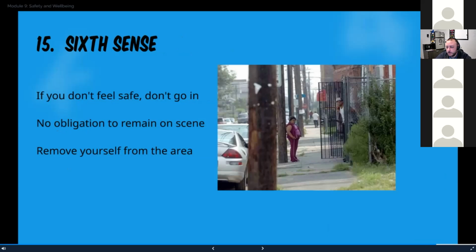The number 15, your sixth sense. If something doesn't feel right, it's probably not right. Don't go in, remove yourself from the area, cancel or reschedule your appointment. If you feel like things aren't right and you'd rather have a second provider with you, get a second provider with you. There's no reason for you guys to put yourselves in jeopardy or in danger just to do this, okay? Unlike the 911 side, where we're a little bit more forced to go into things that sometimes aren't the most comfortable, in this scenario, we have complete control. And so if you don't feel right, don't worry about it. Don't do it.